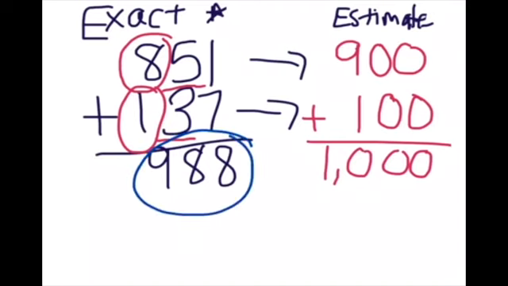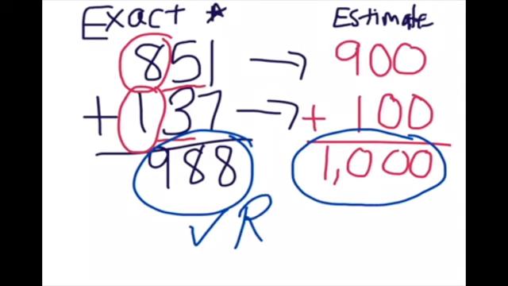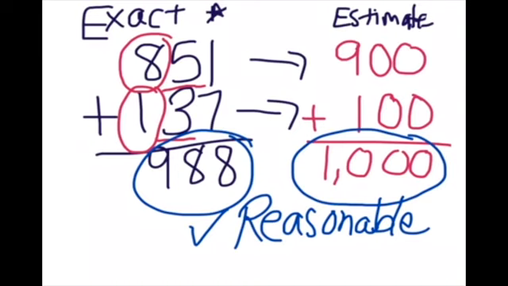Okay, so let's look at our estimate and our exact answer. We have 988 for our exact, and our estimate was 1,000. Well, those are only 12 away from each other. So, do you think that's reasonable? Yes, that is reasonable. They are very close to each other because, again, they're only 12 away from each other. So, yes, that makes sense, and those are close. So, that means they are reasonable.